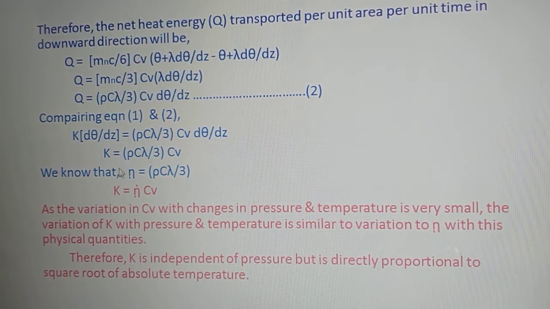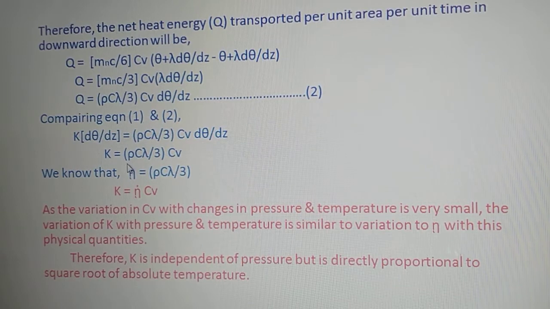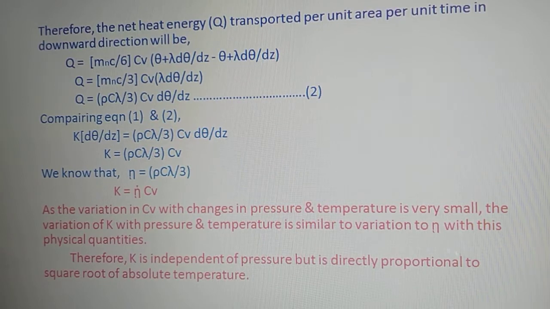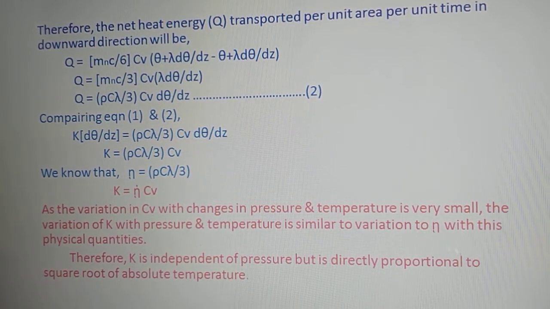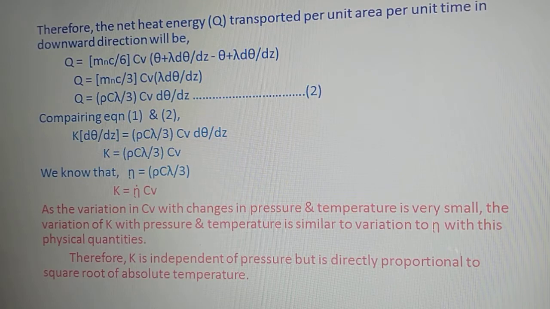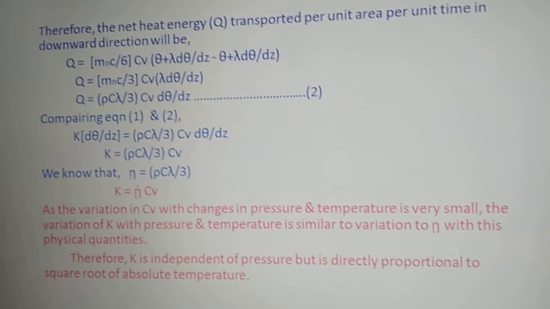But we know that this bracket quantity, 1/3 of rho c lambda, is equal to eta, which we derived in the last lecture. This helps us simplify the above relation in terms of eta, and hence we can ultimately write K equals eta into Cv. So thermal conductivity is equal to eta times the specific heat of a gas at constant volume. This is the derivation we have obtained for thermal conductivity in terms of viscosity, isn't it?